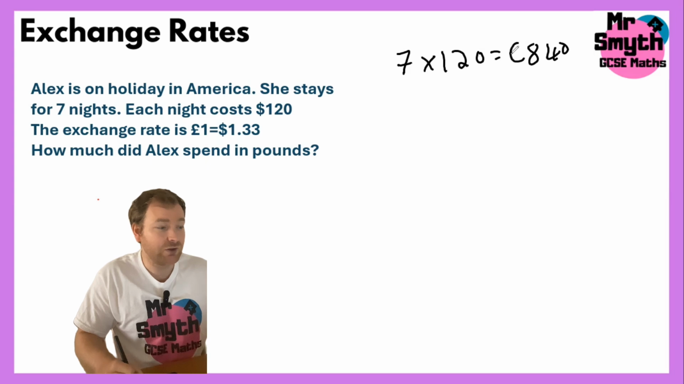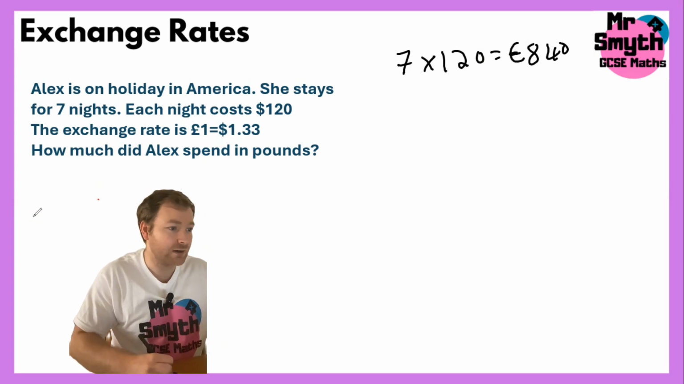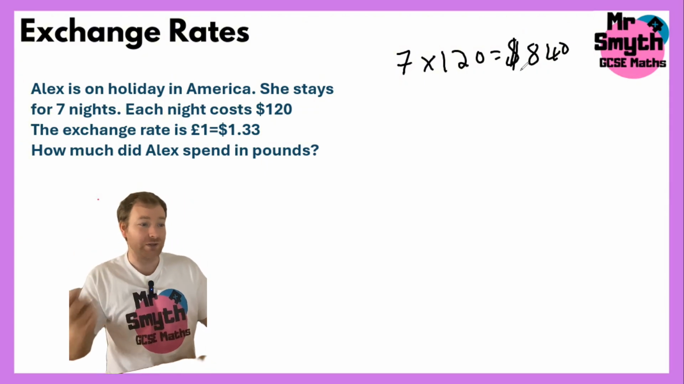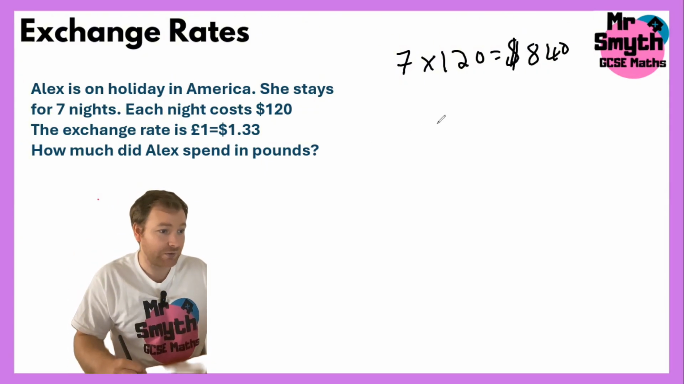Okay, so we need to exchange, that says euros. What am I saying? Dollar symbol? What does a dollar symbol look like? This, isn't it? So we want to exchange $840 into pounds. So let's do the same sort of thing as last time. There's pounds and here is dollars. Okay, this is 1 to 1.33.